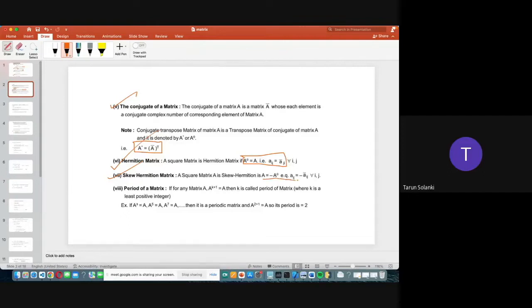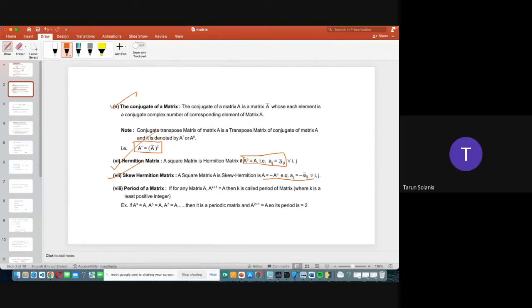Now next is the period of a matrix. If for any matrix A, A to the power k plus 1 is equal to A, then k is called the period of the matrix, where k is the least positive integer. For example, if A cubed is equal to A, A to the 5 is equal to A, A to the 7 is equal to A, then it's a periodic matrix. And A to the power 2 plus 1 is also equal to A, so this is of period 2.